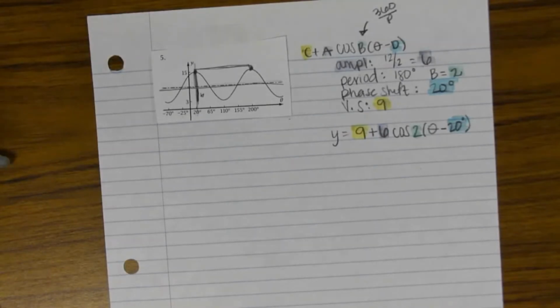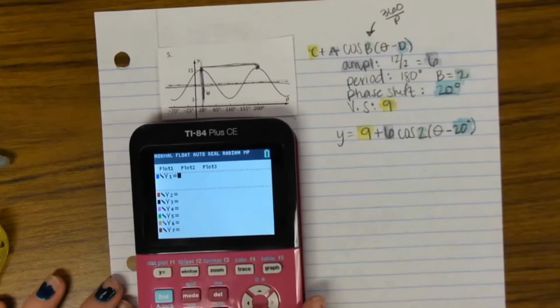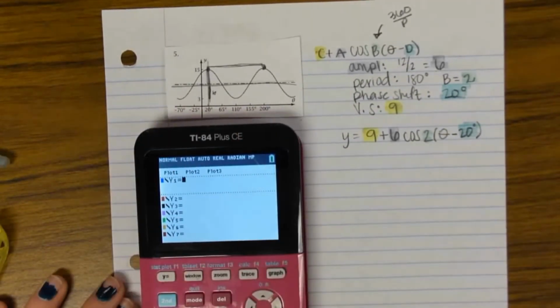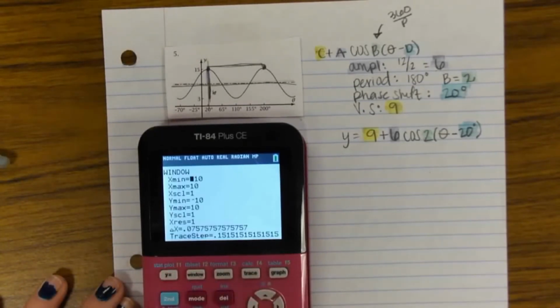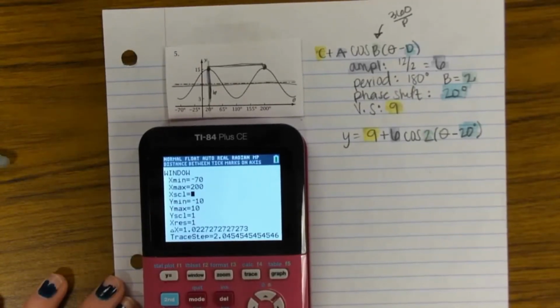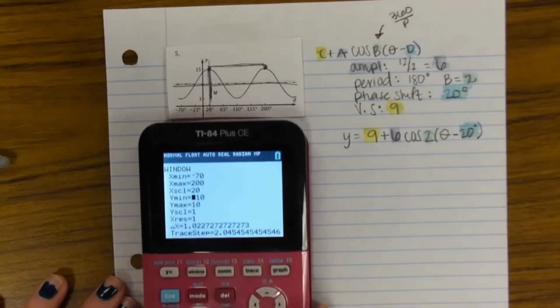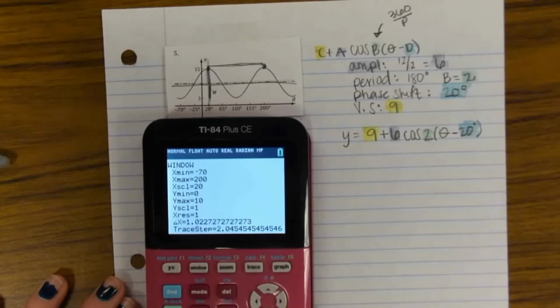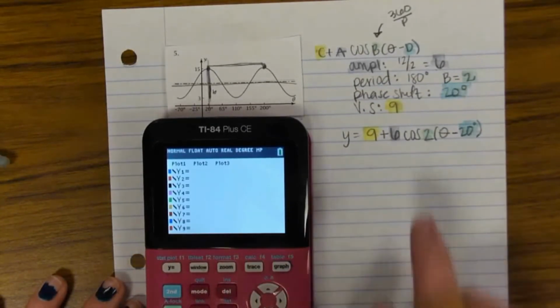Now, I always like to double check myself because I have a really cool calculator. If I go into my calculator, the first thing that I'm going to do is set my scales to look similar to that. I'm going to go to Window. I'm going to start at negative 70 degrees and go up to 200 degrees. They go up by crazy numbers, but let's go up by 20s. And then I'm going to go from 0 to 15. Make sure my calculator is in degree mode, and I can go ahead and plug this in.